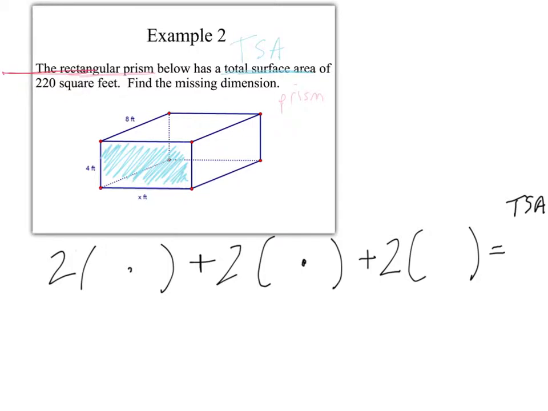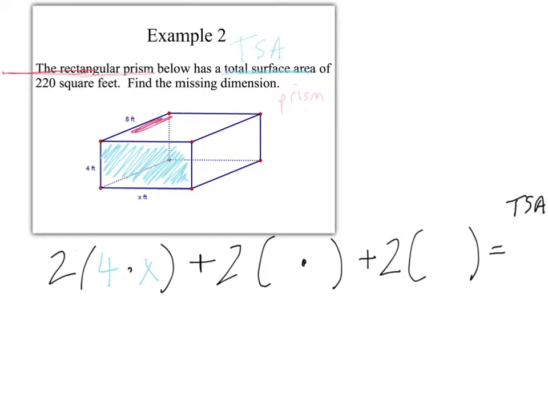Alright, so here is my formula for total surface area. Again, I'm looking for 6 sides. One side, or one pair of sides, is this. Here's a rectangle 4 by x, and opposite that face will be another 4 by x rectangle. So together that's 2 4 by x rectangles.